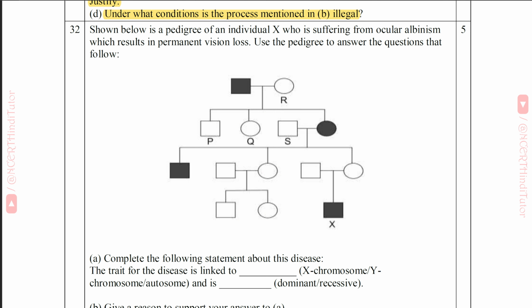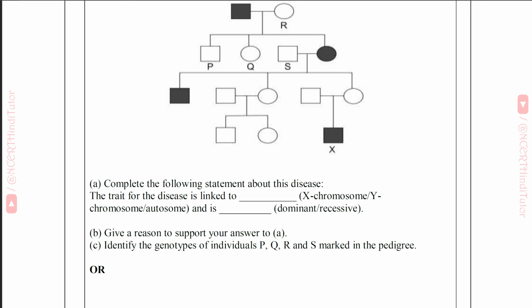Question 32. Shown below is a pedigree of an individual X who is suffering from ocular albinism, which results in permanent vision loss. Use the pedigree to answer the questions that follow. A. Complete the following statement about this disease. The trait for the disease is linked to X chromosome and is recessive. B. Give a reason to support your answer to A.